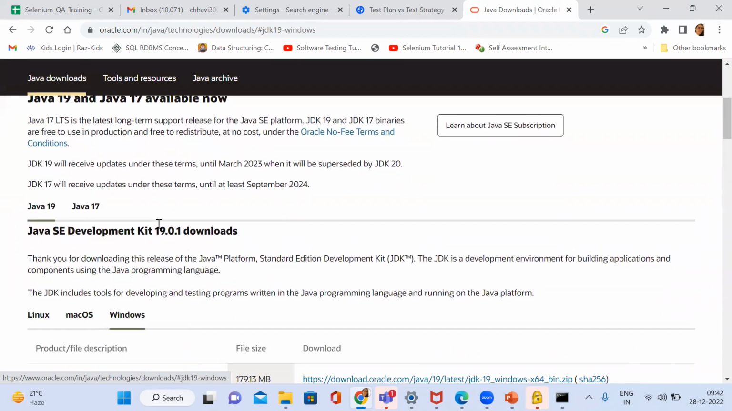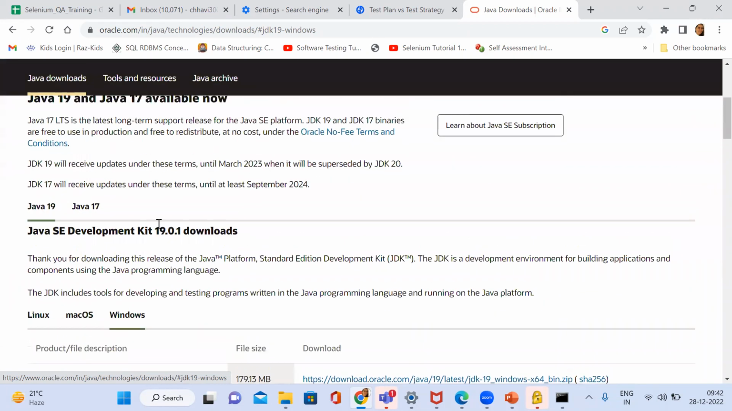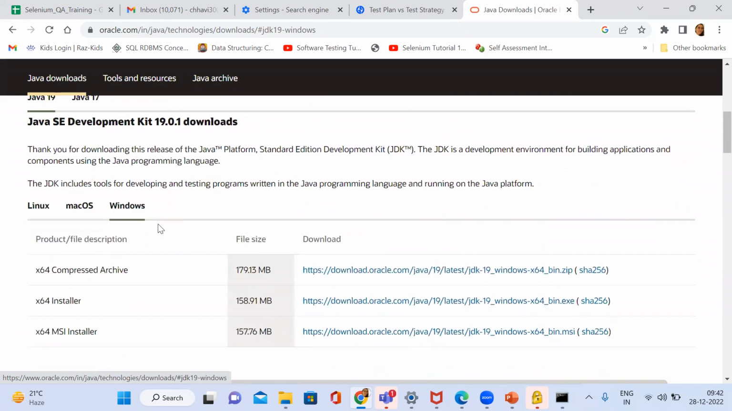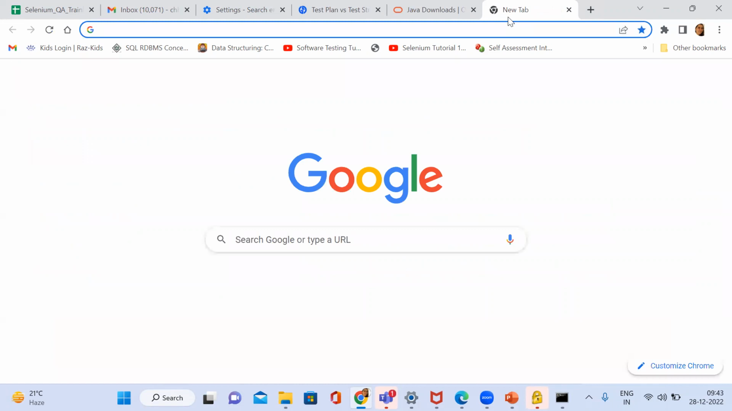Yeah, 19. How will we check whether this is Java 64 or 32? No, this is your Windows machine. Your Windows is 64 bit or whichever is your Windows machine, that you have to check. Mostly it is 64 only. I will send you that video that will help you.